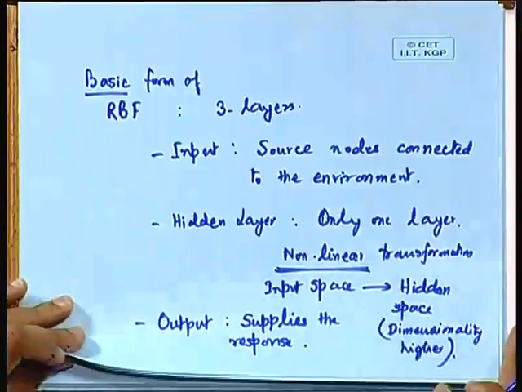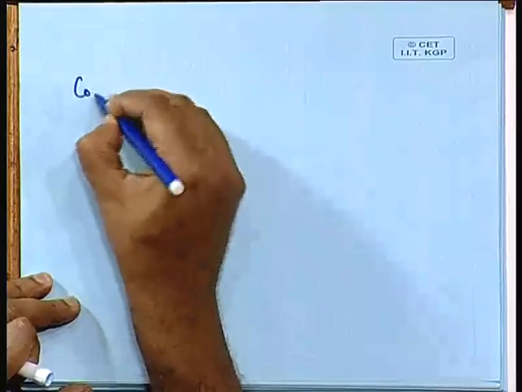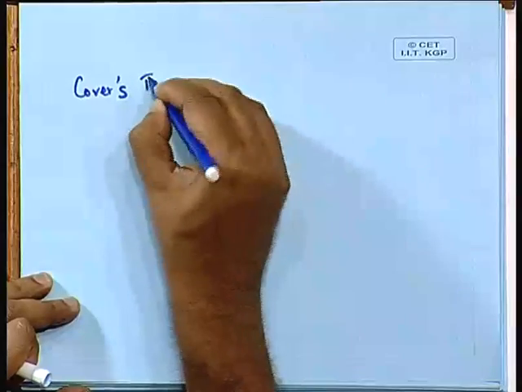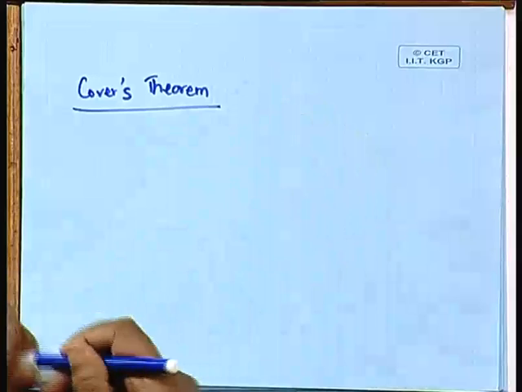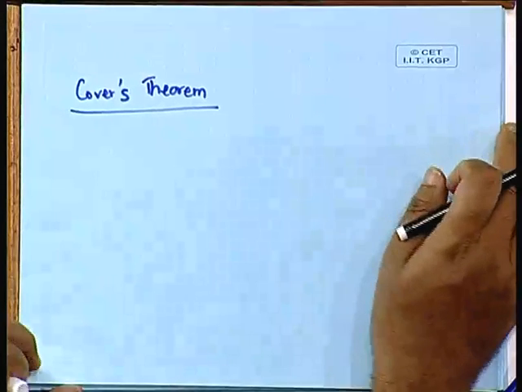Now, with that basic form of RBF, we come to Cover's theorem. So, we first build up the basics of the derivation, although we won't cover the derivation in great detail.